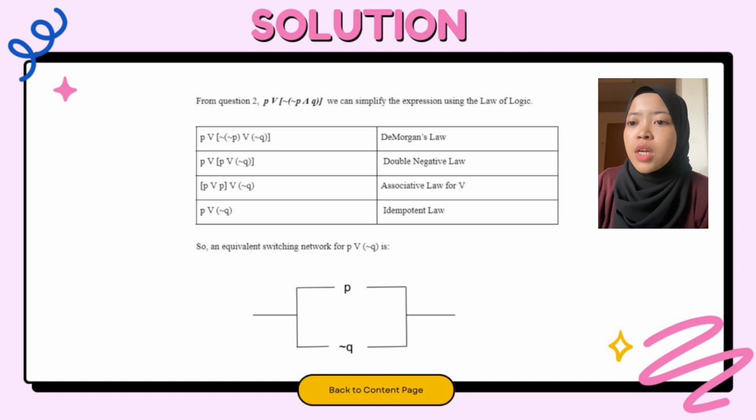Third one, we use associative law for OR, so we get P or not Q. Last but not least, we use idempotent law, so we get P or not Q. So this is the circuit for P or not Q.